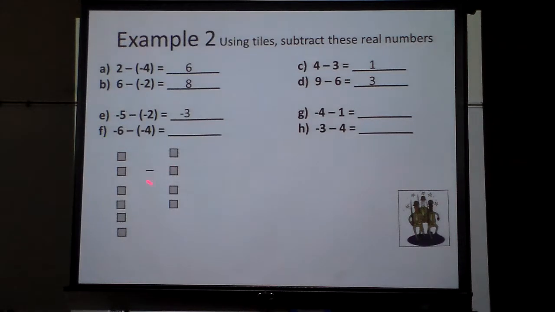Negative 6 minus 4. If I want to take those away, it would leave me a negative 2. Or, remember, it makes 0 pairs, cancels out. Still gives me what? Negative 2. Now let's look at G.